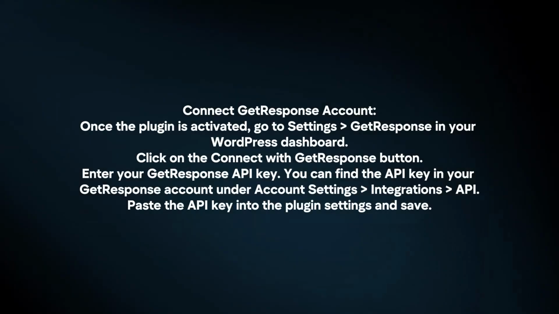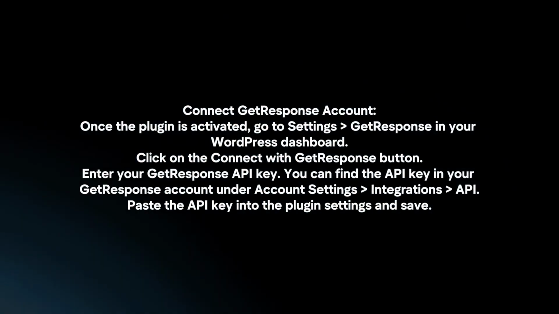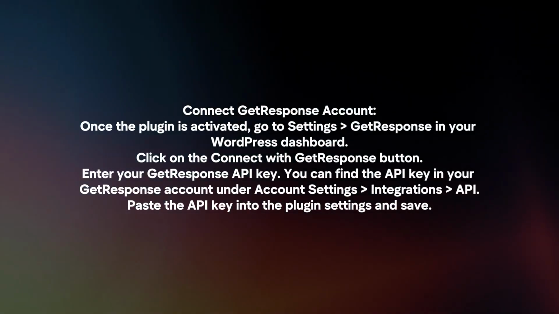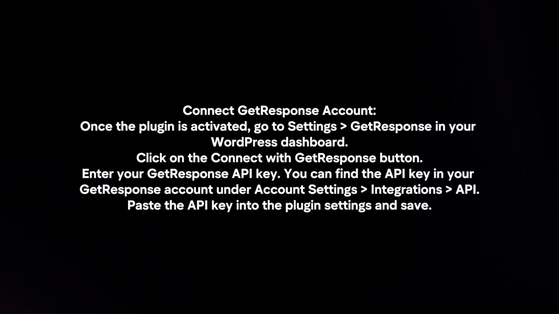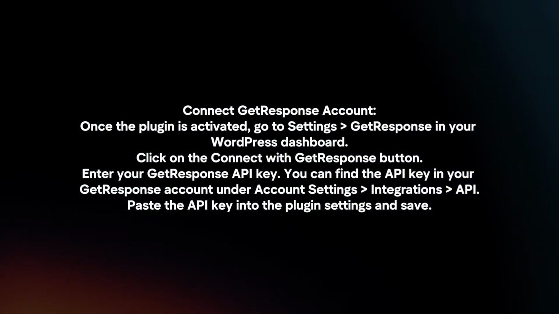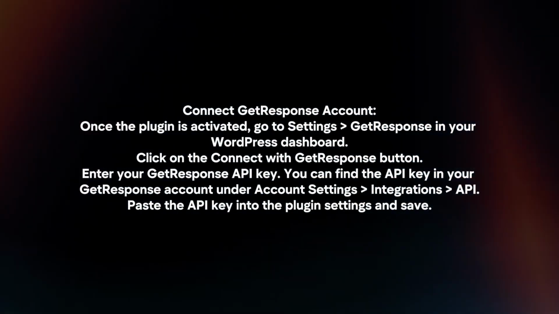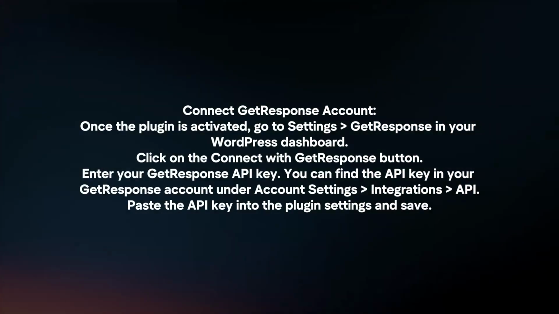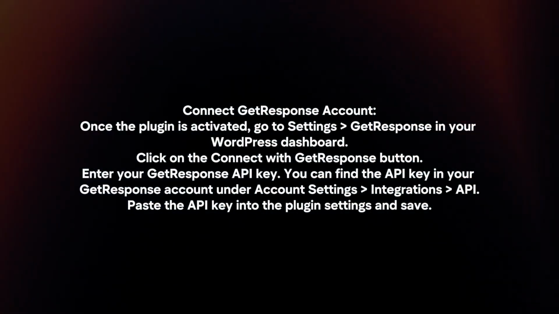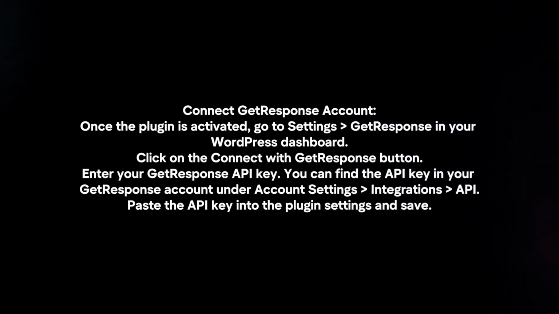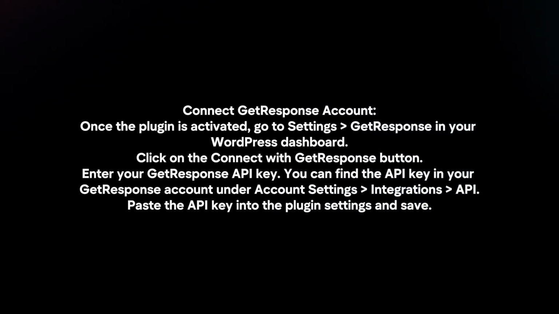Connect GetResponse account. Once the plugin is activated, go to Settings, GetResponse in your WordPress dashboard. Click on the Connect with GetResponse button. Enter your GetResponse API key. You can find the API key in your GetResponse account under Account Settings, Integrations API. Paste the API key into the plugin settings and save.